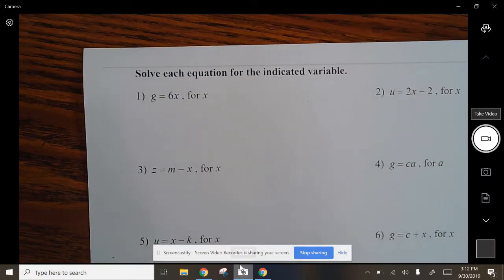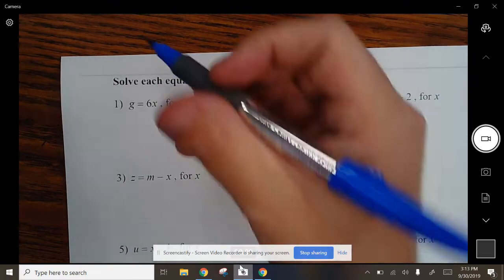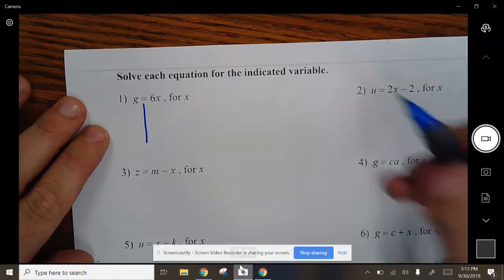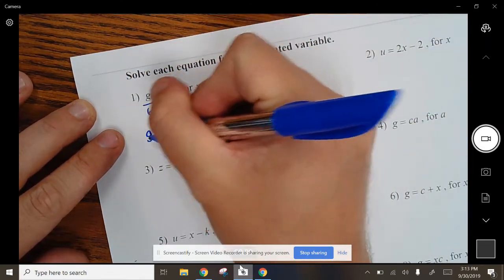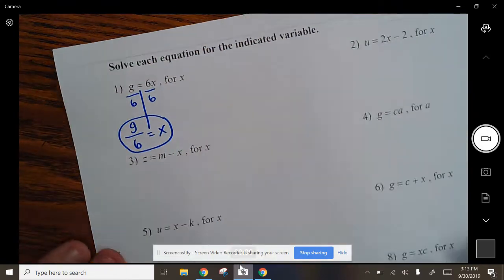Alrighty, let's get into literal equations, solving these for each variable. So the first one, I want you to be able to show your work. We've got to get x by itself, so we're going to divide 6 to both sides. You get g over 6 equals x, and that's your answer.